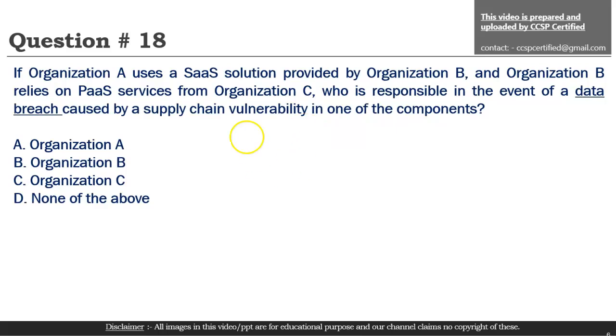Let's say either in the organization B or organization C solution that is being deployed, any of this solution has a vulnerability, and because of this a data breach has happened on organization A, then who will be ultimately responsible for the loss? Organization A, B, or C, or none of the above? Like we cannot identify who will be responsible.